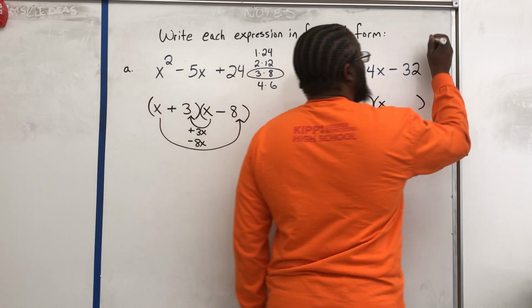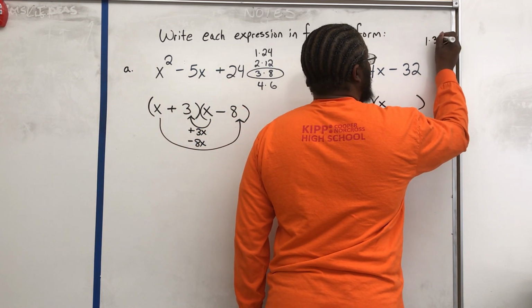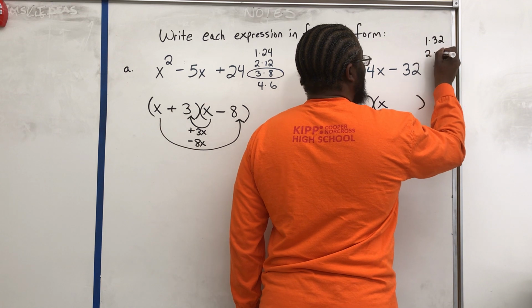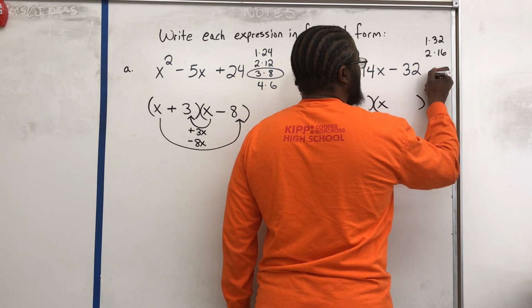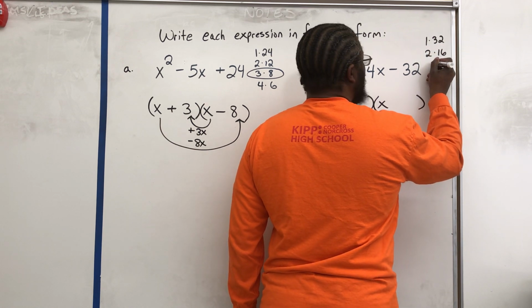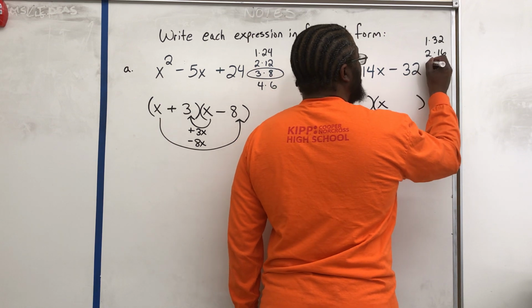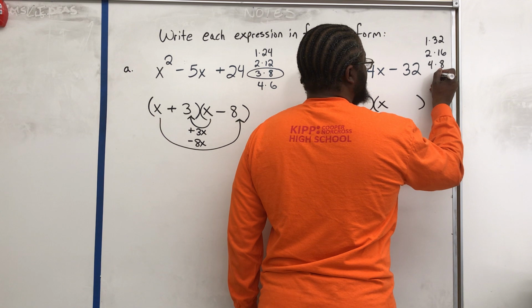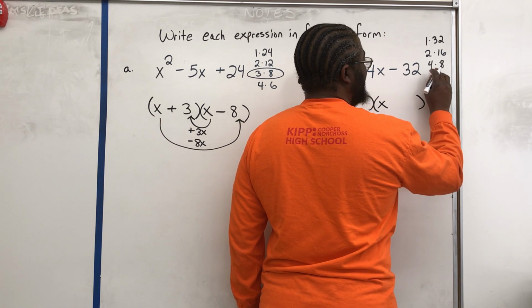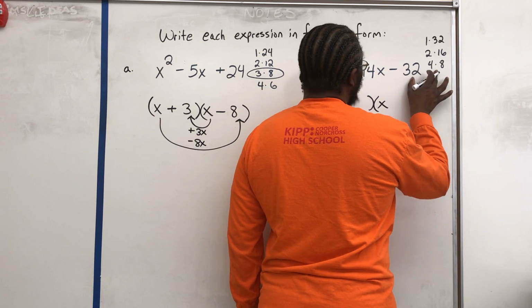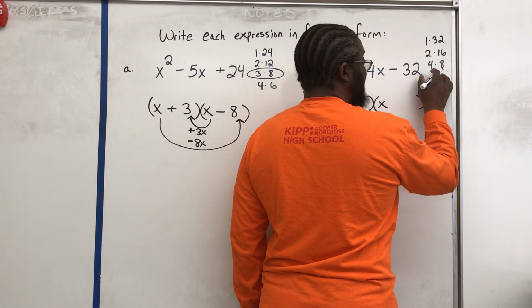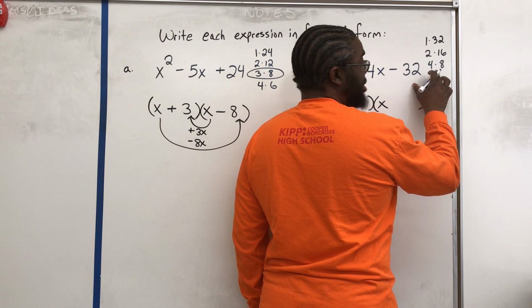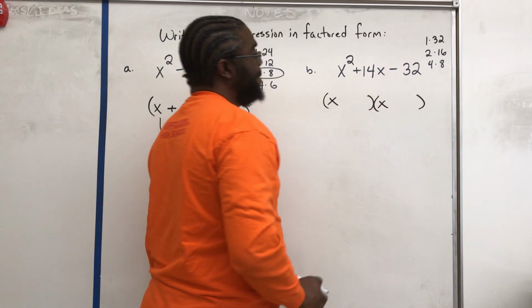So the 32, 1 times 32 is an option. 2 times 16 is an option. 3 doesn't go into 32. 4 does, times 8. In between 4 and 8 are 5, 6, and 7. 5 doesn't go into 32. 6 doesn't go into 32, and neither does 7, so I'm done.